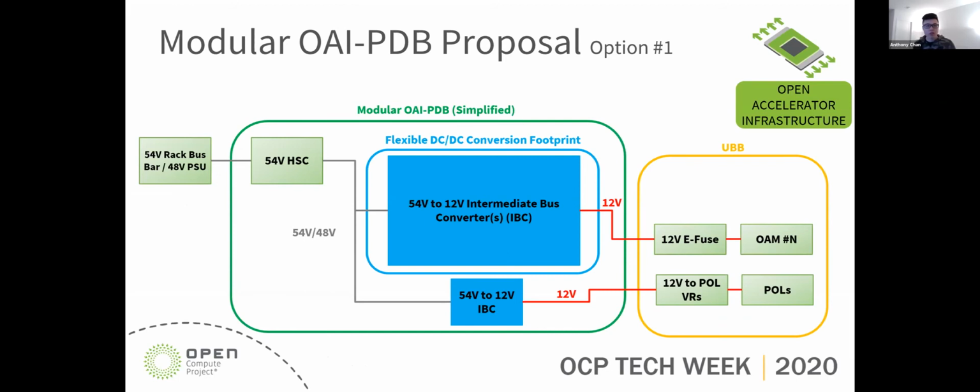At a high level, as we mentioned earlier, we typically would have a 48 volt rack bus bar or a 48 volt PSU from the left. This power would usually go through some sort of hot swap controller solution, and the power would then be further distributed into the converter footprint to eventually power the 12 volt OAMs. There will also be some housekeeping power to power any POLs, PCIe switches, or anything else you may need for the rest of the OAI system.